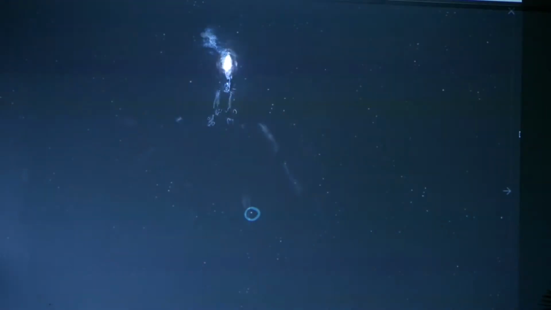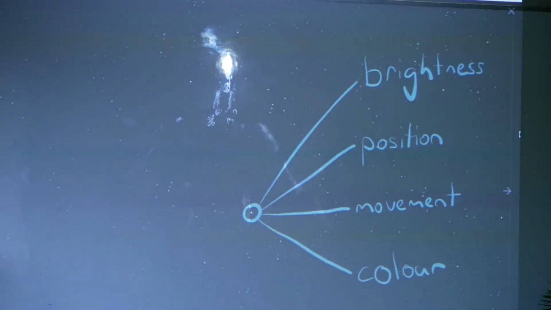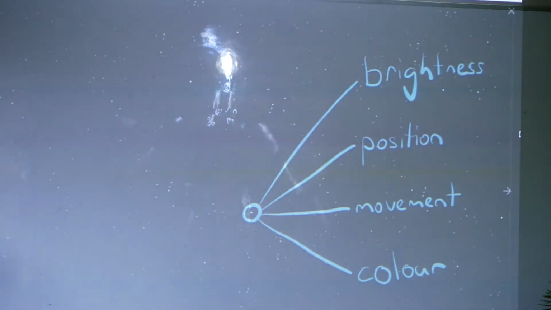So yeah, we're going to pick a star. That kind of works on this screen. Yeah, that might work. And that's going to be our example. We're going to look at what we know about this star. We have some information about brightness, but it's brightness from Earth. We have information about position. We can see it move, and we can look at color.